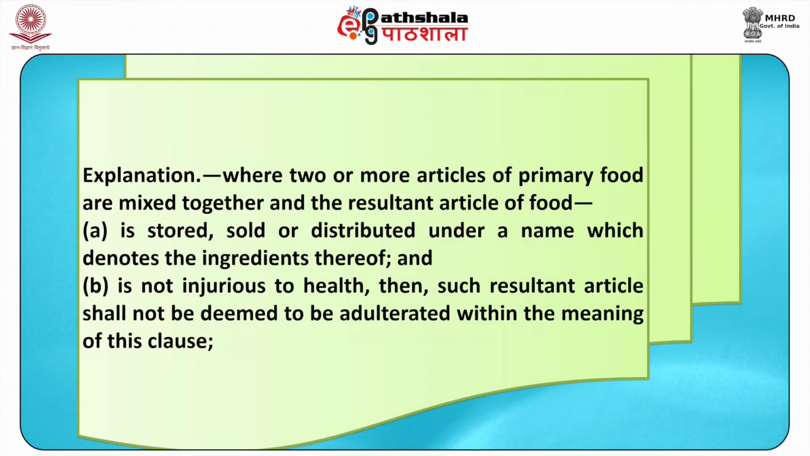Where two or more articles of primary food are mixed together and the resultant article of food (A) is stored, sold or distributed under a name which denotes the ingredients thereof, and (B) is not injurious to health, then such resultant article shall not be deemed to be adulterated within the meaning of this clause.